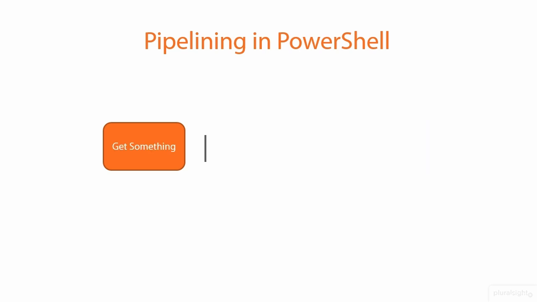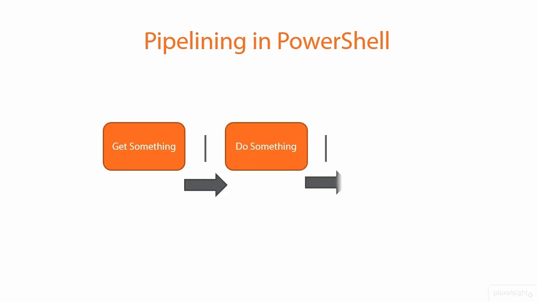So it's kind of like we get something, and then we do something, and then we output something. This is a common way that we often use the pipeline. We get a piece of information, we do something to the information, and then we output that information somehow.